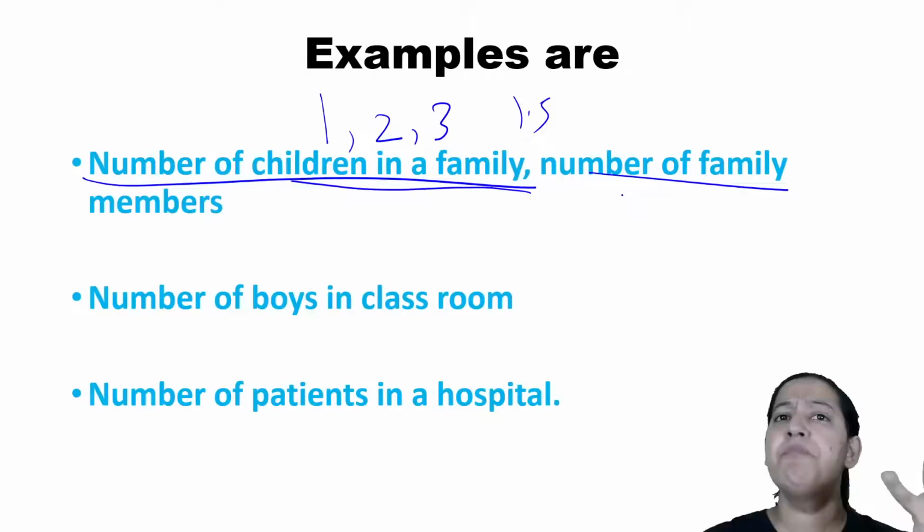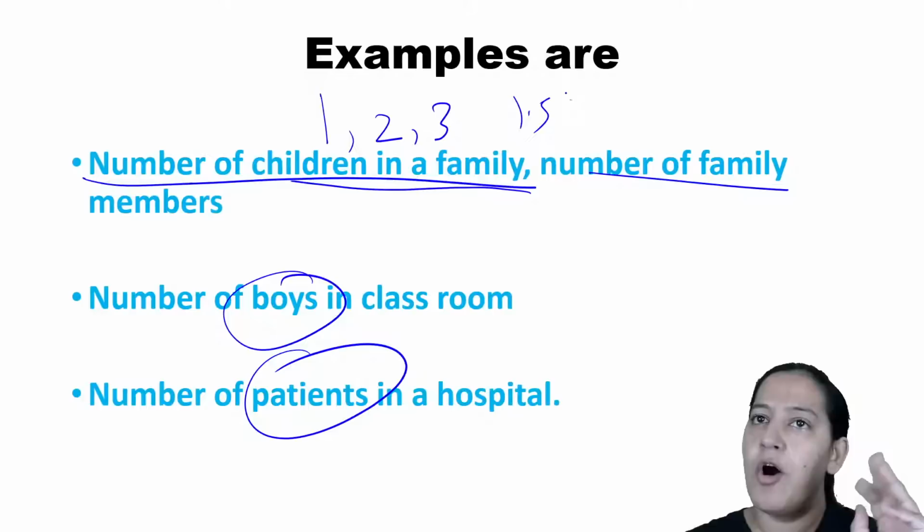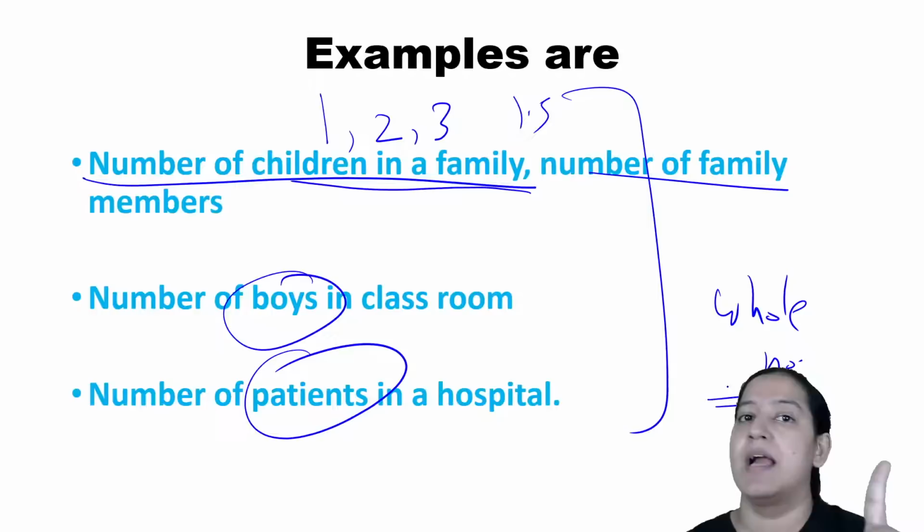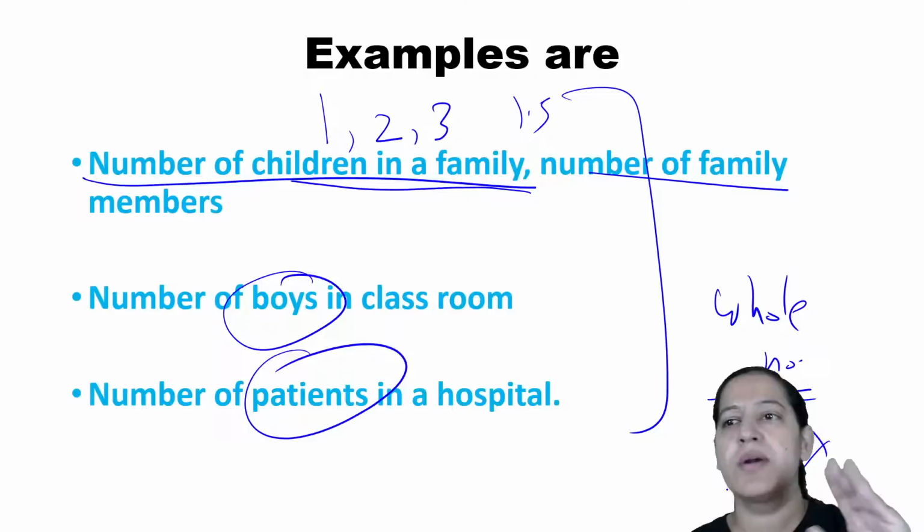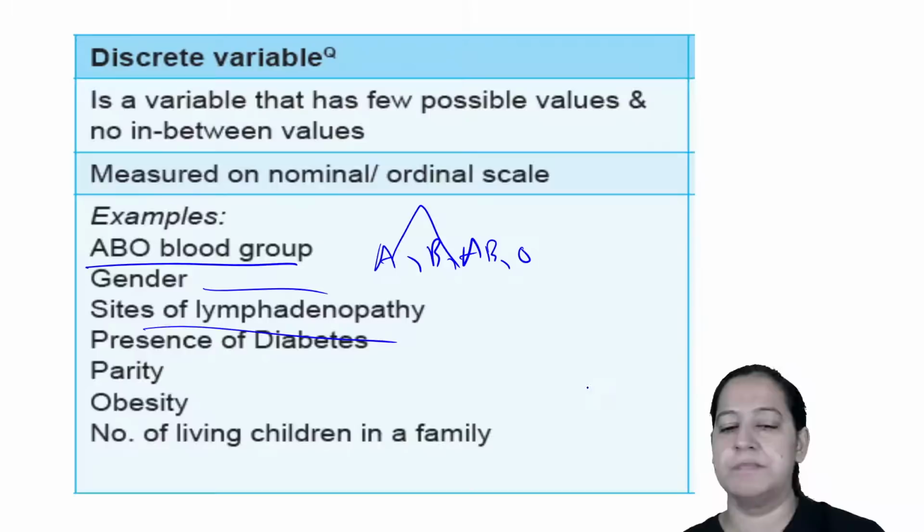What is the number of members in a family? How many boys are there in this class? How many patients are there in the hospital? So it will always be a whole number. It will not be a fraction or decimal. It will not have a unit. So units are absent, fractions or decimals are absent, in-between values are absent. Always whole numbers are there. That is discrete. Continuous data will have any numerical value.